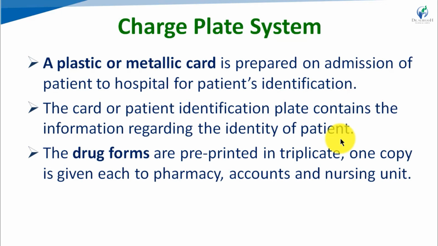Then the drug forms will be prepared, one of the drug forms pre-printed in triplicate, and on the basis of these drug forms, the product will be procured from the hospital for the patient. These drug forms should have the information about the patient identification, or in such a case we can use the plastic or metallic card. So the separate drug forms that will be prepared will be the special preparation.